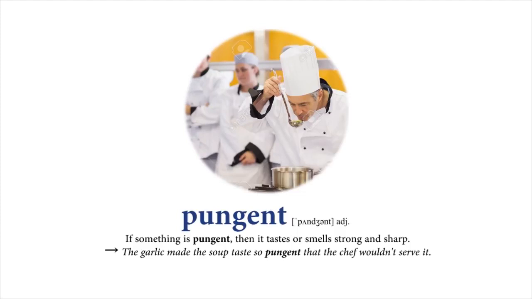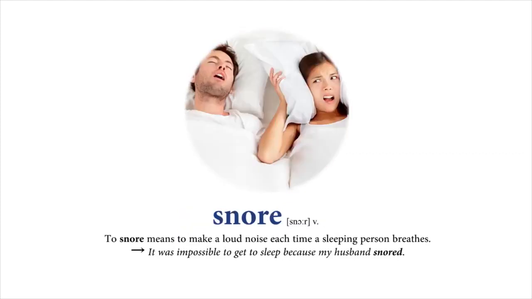Pungent. If something is pungent, then it tastes or smells strong and sharp. The garlic made the soup taste so pungent that the chef wouldn't serve it. Snore. To snore means to make a loud noise each time a sleeping person breathes. It was impossible to get to sleep because my husband snored.